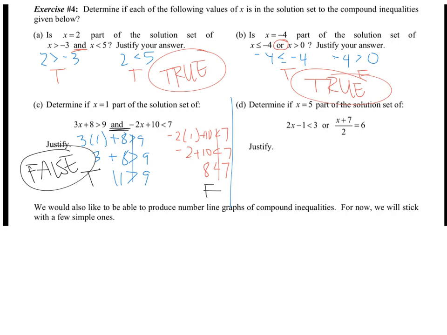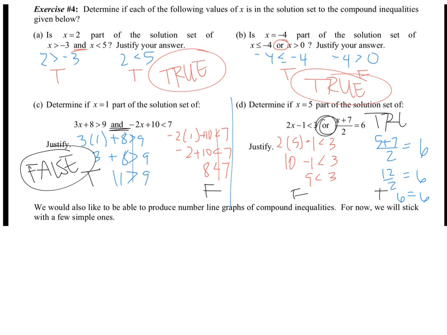Next one, we're plugging 5 in. So 2 times 5 minus 1, is that less than 3? And is 5 plus 7 divided by 2 equal to 6? So 2 times 5 is 10, minus 1, is that less than 3? Is 9 less than 3? And 5 plus 7 is 12, divided by 2. Does 6 equal 6? So this one is false, this one is true, but it's or, so overall it's true because just one of them has to be true.